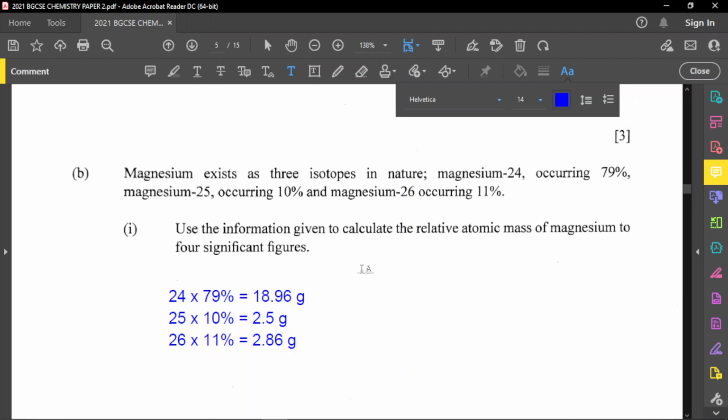Now the total mass: you add up all 3, and what you get here is 24.32 grams. So we finished with that. Let's jump into the next part of the question.